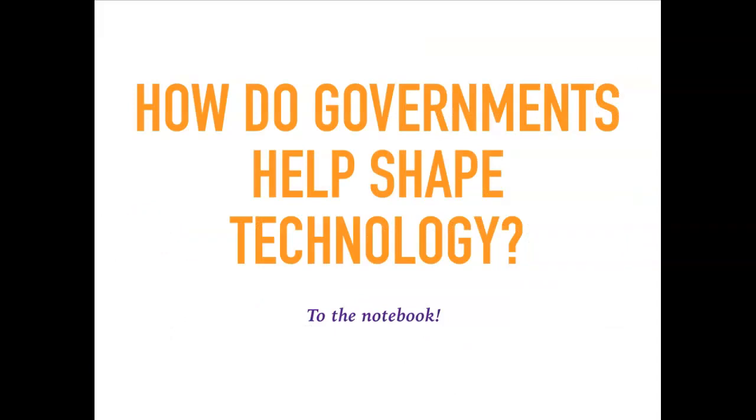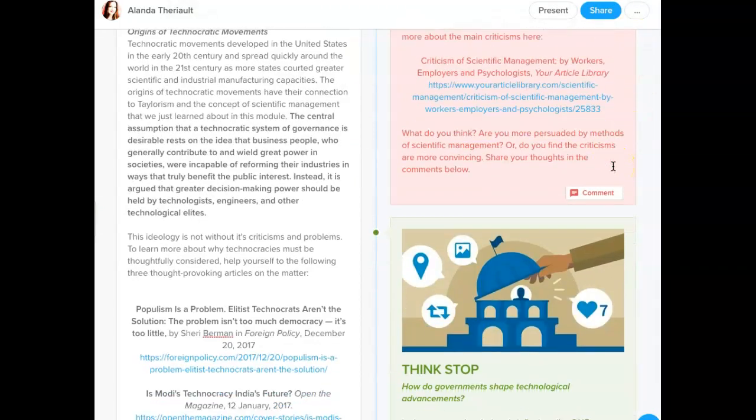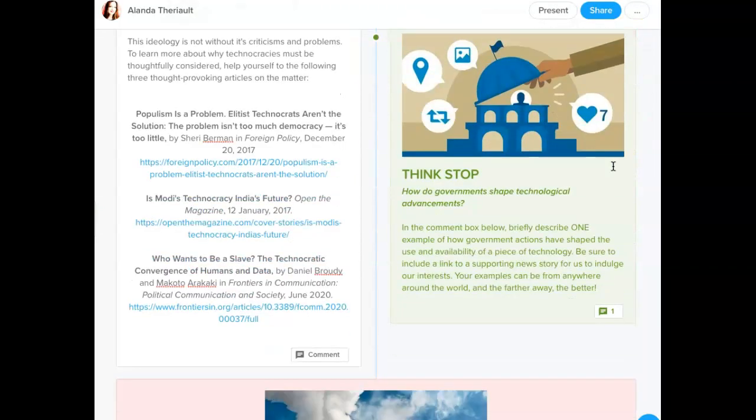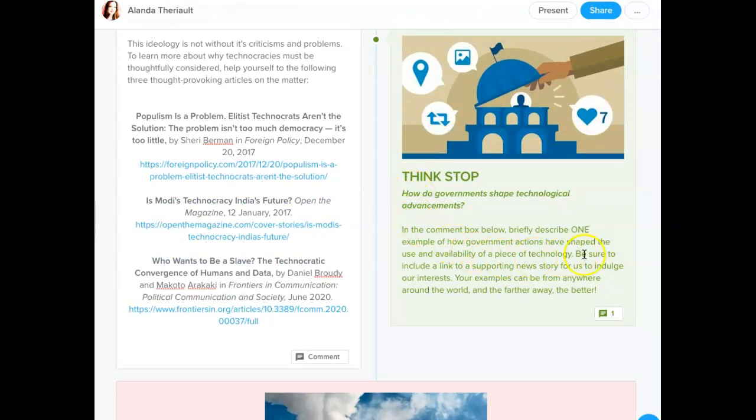So moving forward, I want to talk about how governments can shape our view of technology. And once again, we'll go to the notebook. And this time, I would like for you to participate in this Think Stop here that asks the question, share one example of how government actions have shaped the use and availability of a piece of technology.